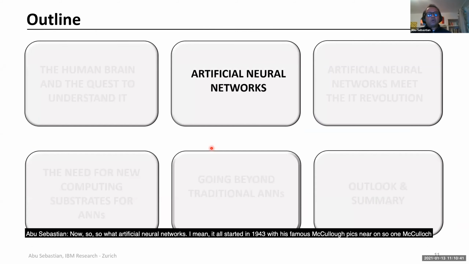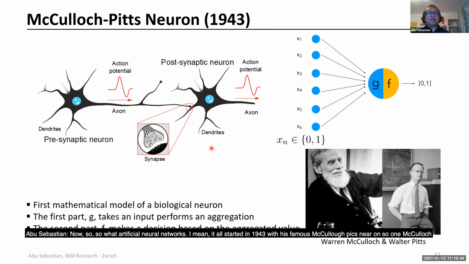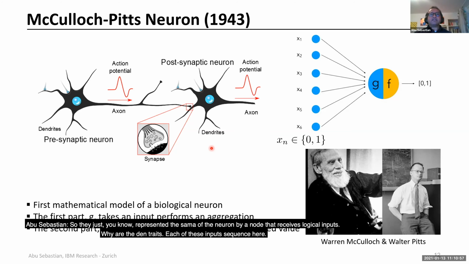Now, what are artificial neural networks? It all started in 1943 with the famous McCulloch-Pitts neuron. Warren McCulloch was a neuroscientist, and Walter Pitts was a logician. They created this simple mathematical abstraction of a single neuron, right? They represented the soma of the neuron by a node that receives logical inputs via the dendrites, which are these input signals here. It aggregates them, and based on this, a decision is made and output. So it's a very simplistic model that captures just the essence of what a biological neuron does. That's all it was.